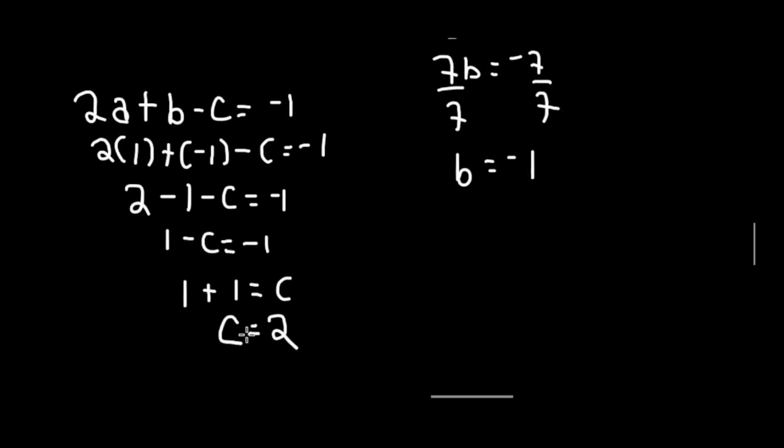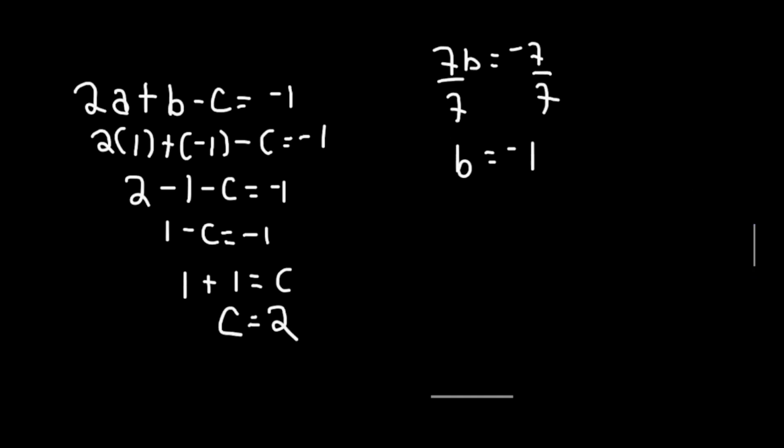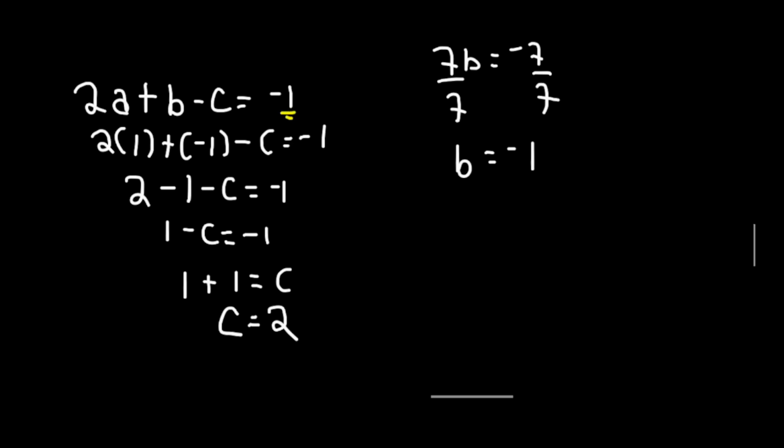So I have found my value for a, b, and c. I have found that my a is 1, my b is negative 1, and my c is 2. Now, how is it that you confirm if your answers are correct or not? This is the easiest way of confirming. You can confirm your answers by simply getting the same equation one that you had on top and plugging in all the answers that you found, and then seeing if it will equate to this term right here, which is -1.